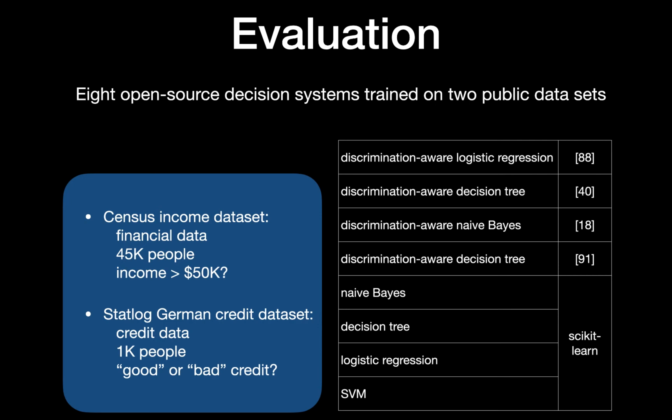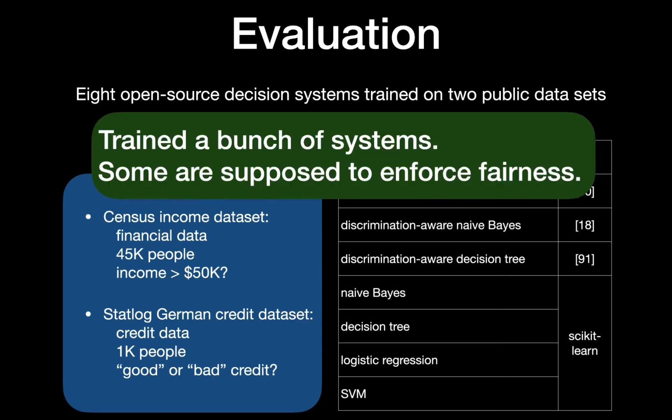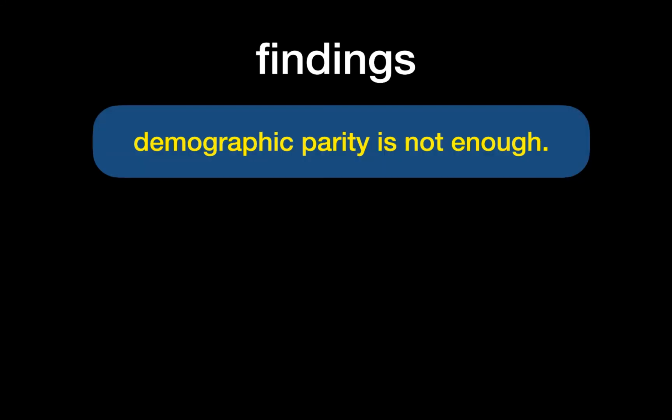Note that all these systems are basically machine learning packages, and our goal here isn't to show that one is better than another. We're approximating testing real software by training these models on these datasets, and our goal is to see if Themis can effectively catch bias. The source of bias isn't particularly important in this study. At the high level, we trained a bunch of systems, and some are supposed to enforce fairness, while others are not. So, what did we find?